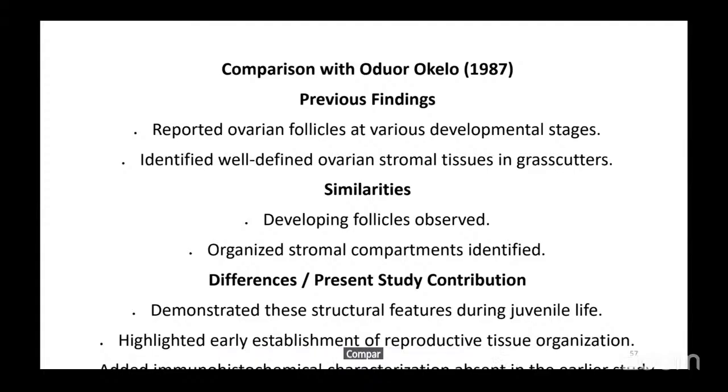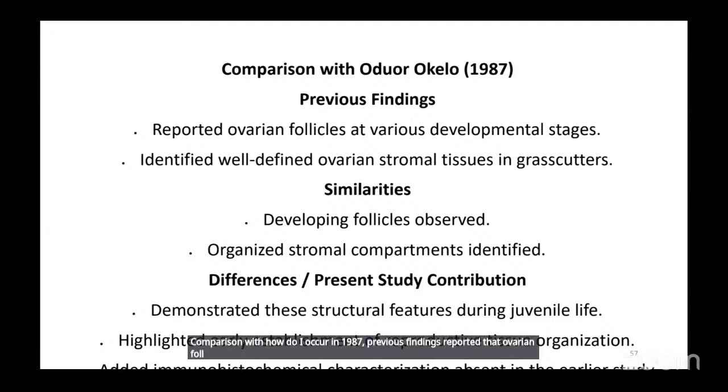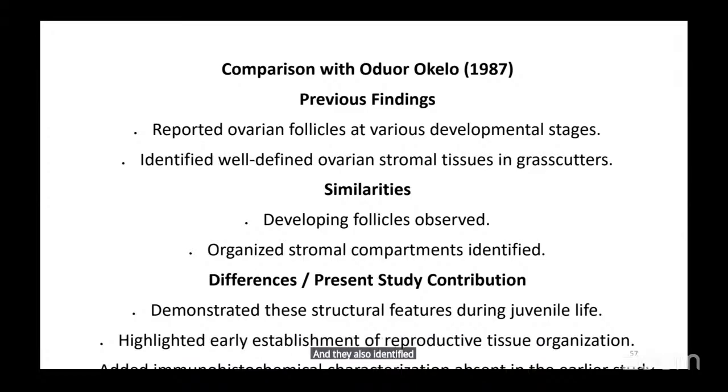Comparison with Okele et al. 1987. In the previous finding, he reported that ovarian follicles at various developmental stages were present, and he also identified well-defined ovarian stromal tissues in grasscutters.